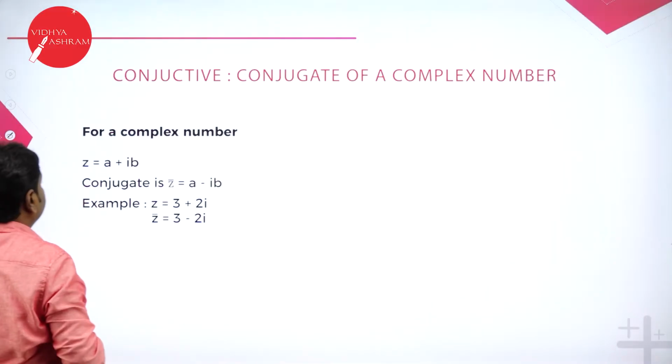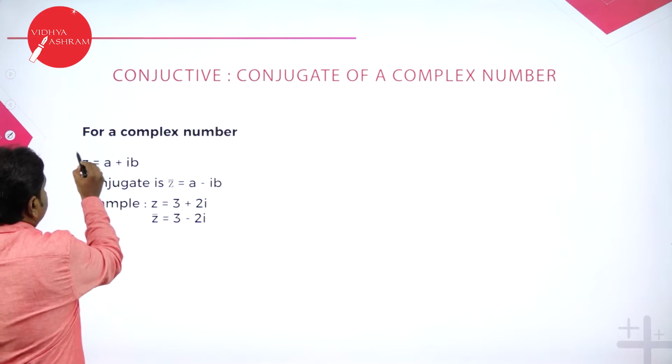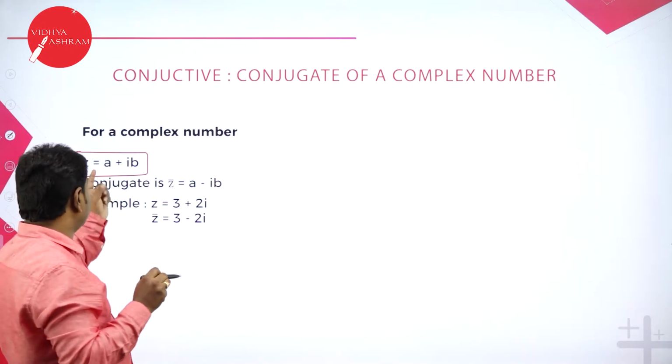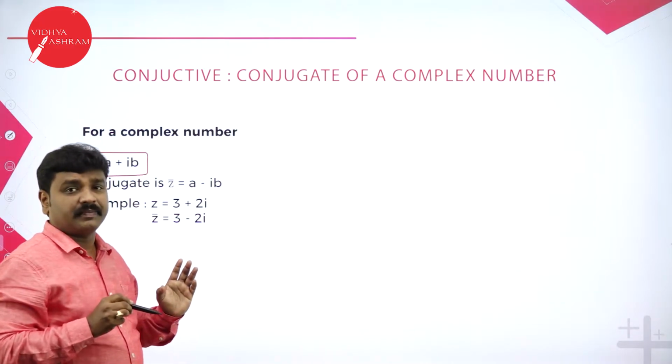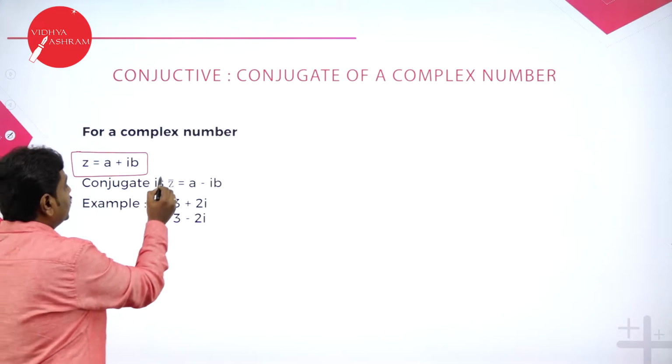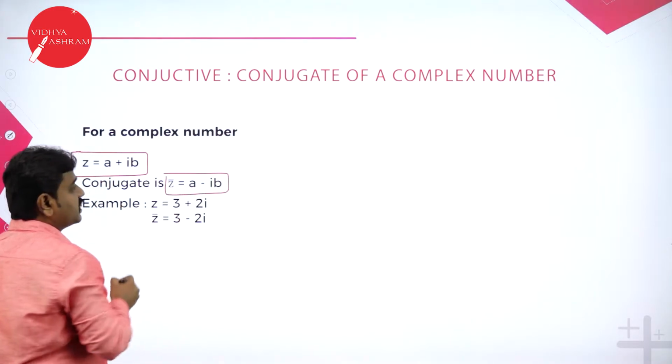So now, a complex number means a number of the form z is equal to a plus ib. Any number of the form z is equal to a plus ib, we call it a complex number. For any complex number, you can write the conjugate. Conjugate is z bar, which is a minus ib.